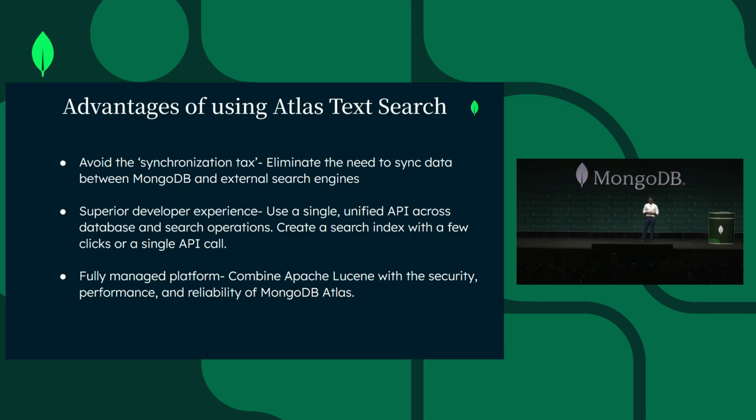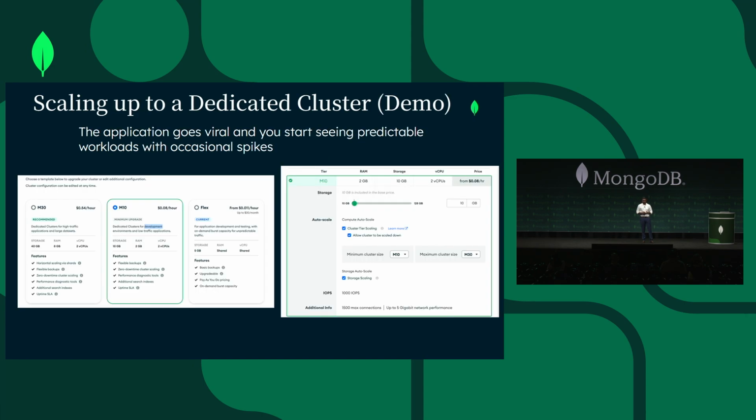It is for these reasons that MongoDB Atlas Text Search is a far superior developer experience and product compared to using Atlas as your operational data store and a third-party search product as your search data store.